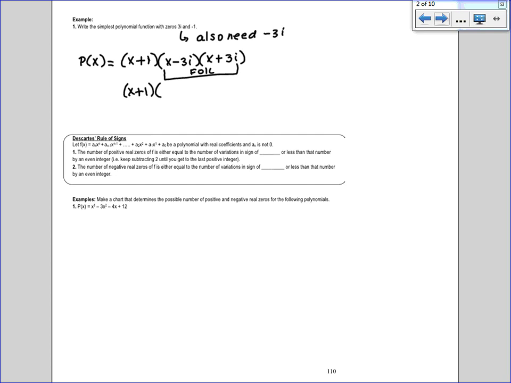When I FOIL, I get x times x is x squared. My outer is x times 3i, so plus 3ix. My inner is negative 3ix. And my last is negative 3i times positive 3i, so negative 9i squared. This is nice because the 3ix and negative 3ix cancel. And then we know that i squared is equal to negative 1. So I now have negative 9 times negative 1, which is positive 9. So I have x squared plus 9.